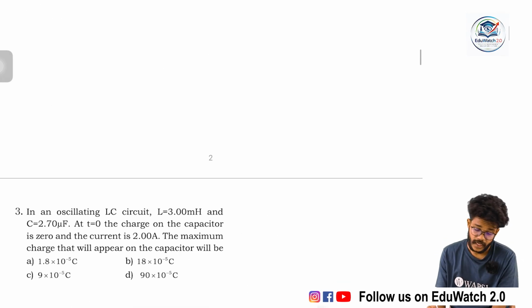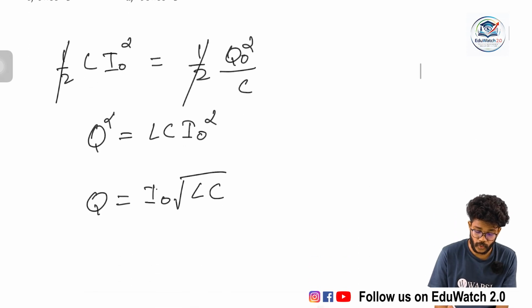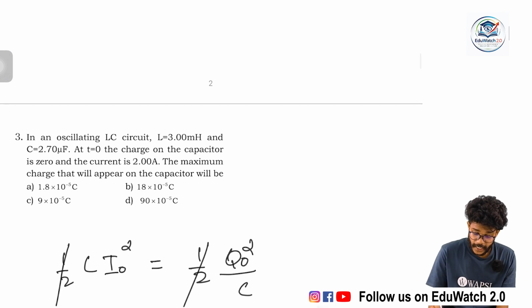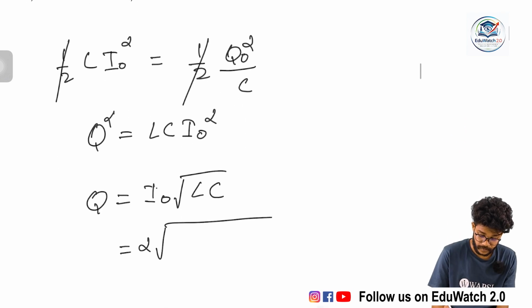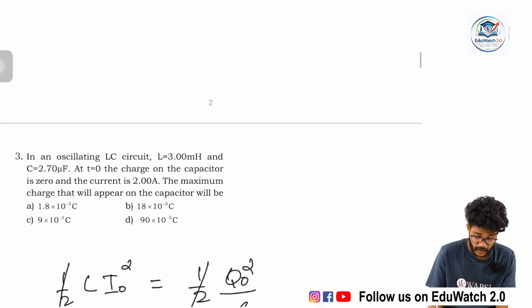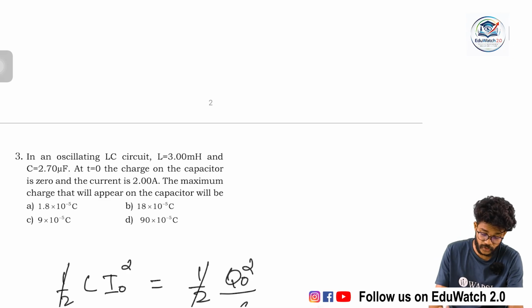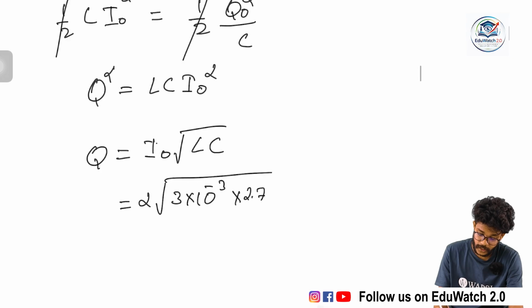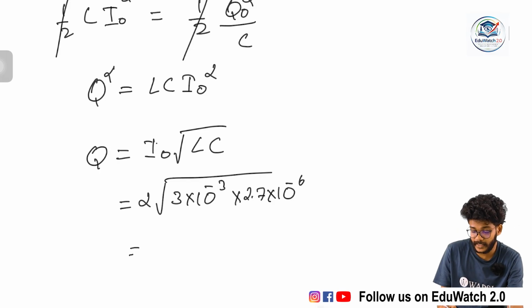What is I here? I is 2 ampere. So 2 into root of, what is L in here? L is 3 millihenry. That means 3 into 10 raised to minus 3 Henry. And what is C? 2.7 microfarad, 2.7 into 10 raised to minus 6 farad. Okay. So 2.7 into 3, what is the value? 81.